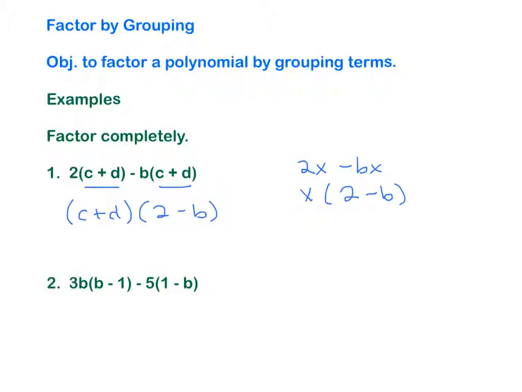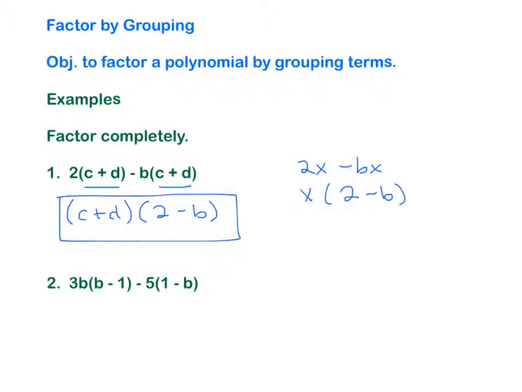Now this is considered factored. The only difference between this, if you look at the original problem, you may say, well, this looks factored as well. But I do have that minus that is in between the c plus d and the minus b. And so that means it's not actually a product. I have 2 times the quantity c plus d minus b times the quantity c plus d. Where in the second example here, where my answer is, I have the quantity c plus d times the quantity 2 minus b, which is considered a product.